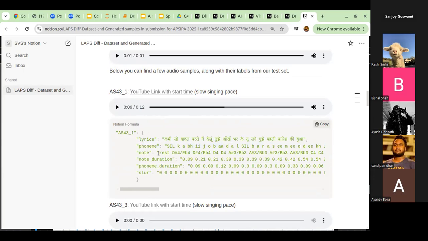Then notes. Notes means, in music we use different notations to represent different notes, like C sharp, D sharp. So we have to convert into those notations. Then note duration, that means how long this note was present in the song. Then phone duration, which means how long one particular phone was present. Then there is something called slur. Slur basically means any variation of the pitch within the syllable, so it is not that much relative. I hope you understood these things: the phone, lyrics, note, duration of the note, and phone duration.